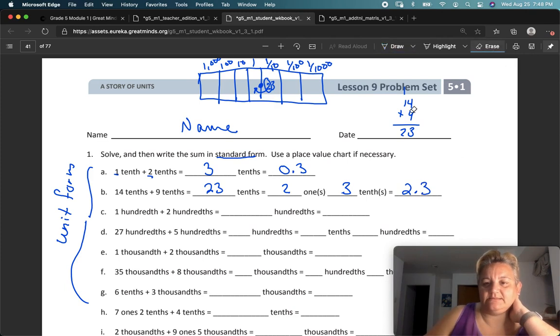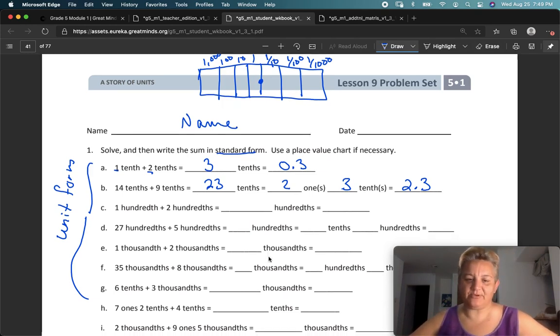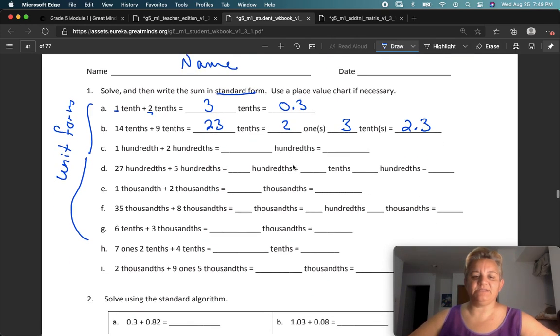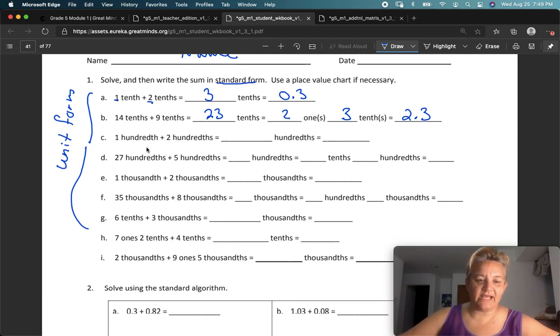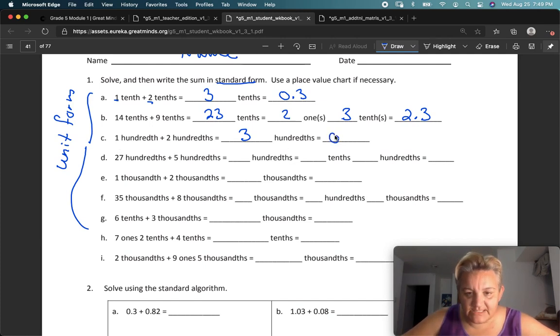All right. So if you need to do a lot of this little extra work, you can use your whiteboard, you can use your piece of paper, you can write along the margins. I don't care how messy your paper looks. All right, I just want you to know what you're doing. So 1 hundredth and 2 hundredths is 3 hundredths. That was easy, 1 plus 2. And 3 hundredths is written like this.